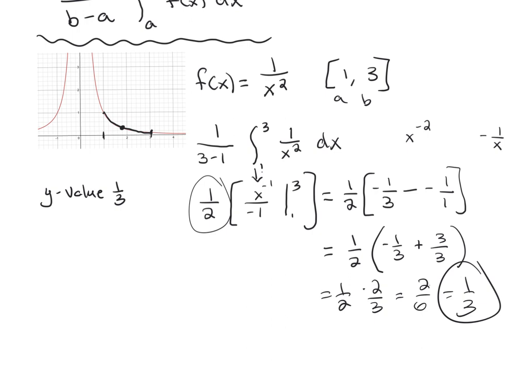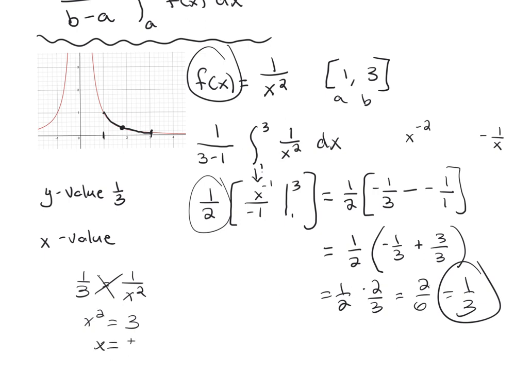And then sometimes you might be asked to now find what is the x value where the average value exists. So all we have to do is put the average value into our function. So 1/3 equals 1 over x squared, and now solve for x. We could just cross multiply, so x squared equals 3, so x equals plus or minus the square root of 3, but we want on this interval from 1 to 3, so we really only want x equals the positive square root of 3.